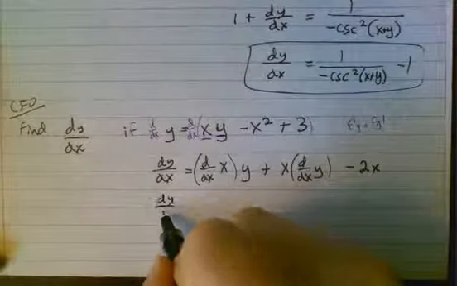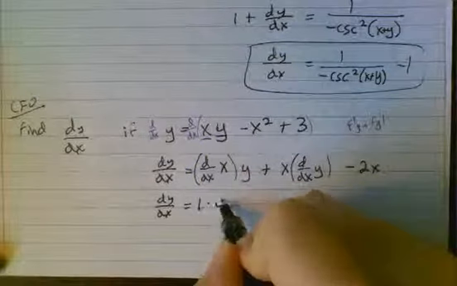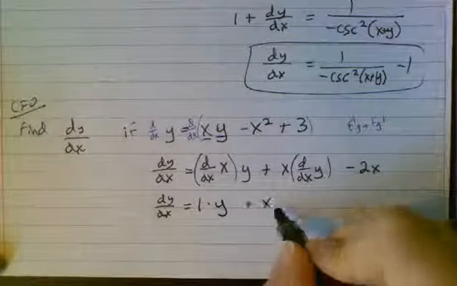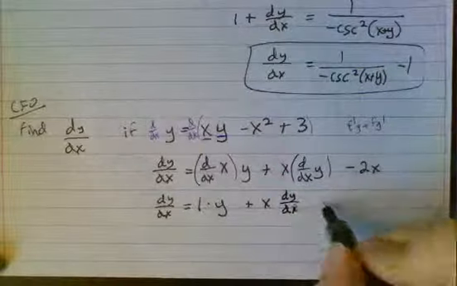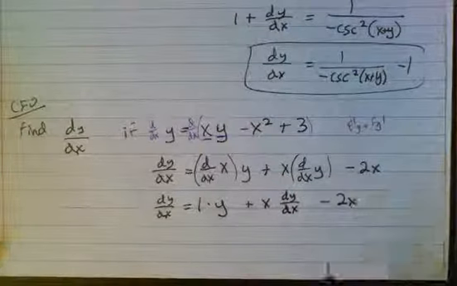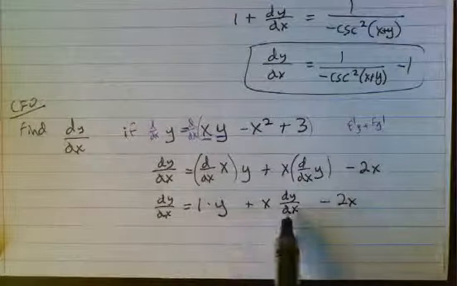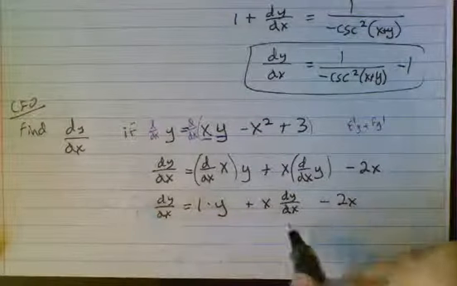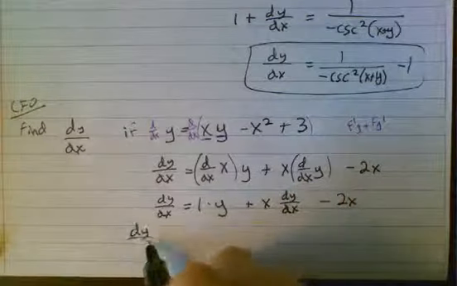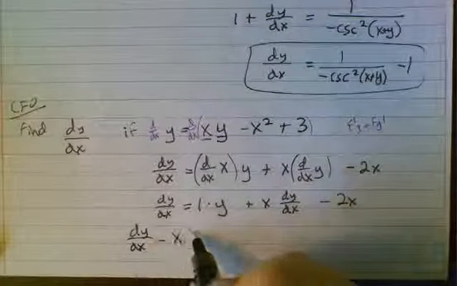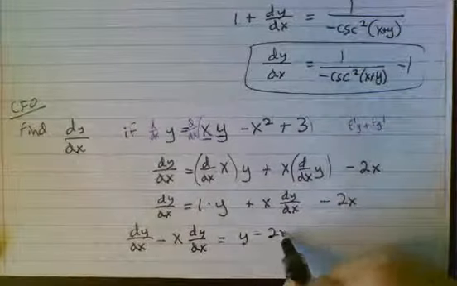So dy dx equals the derivative of x with respect to x is 1. Derivative of y with respect to x is called dy dx minus 2x. Now we want this dy dx by itself on just one side of the equation. So I'm going to subtract this x dy dx over here. Y minus 2x.